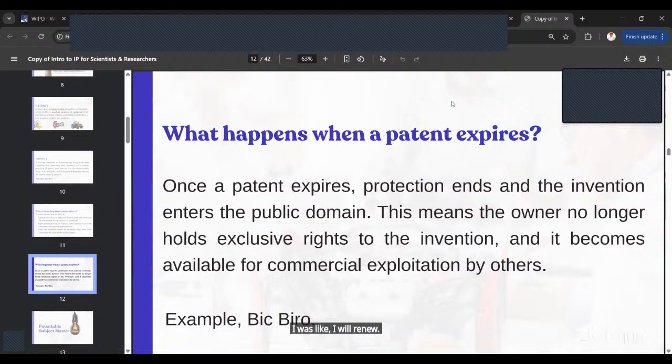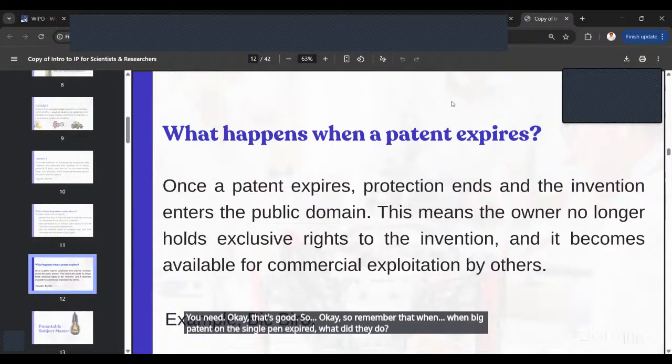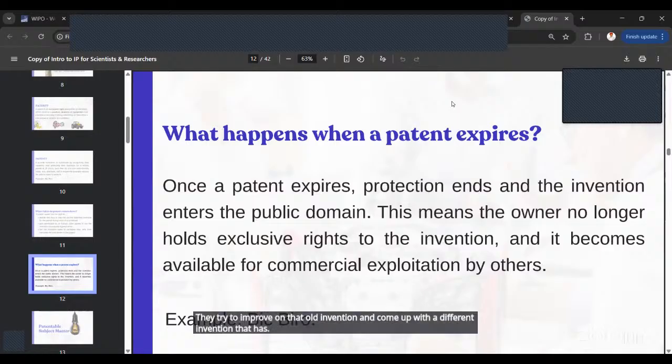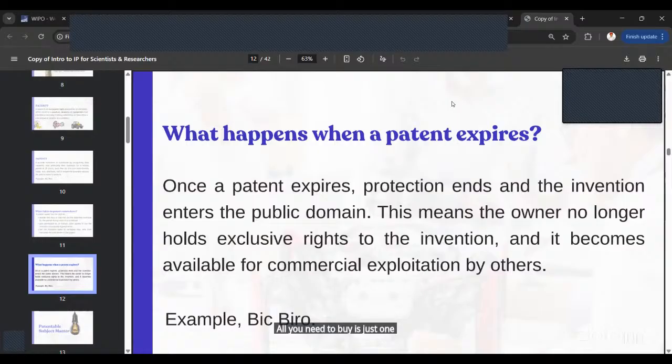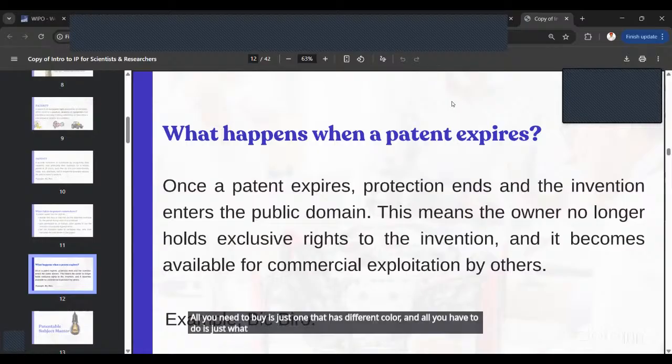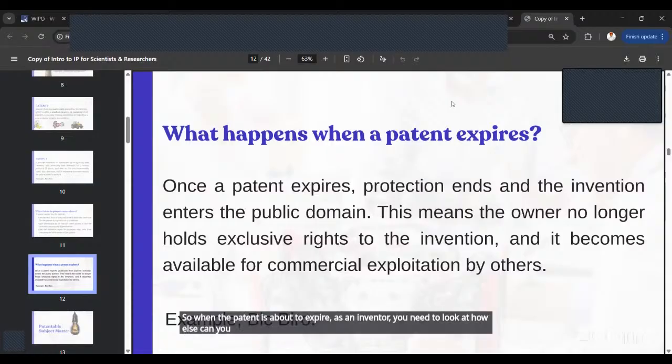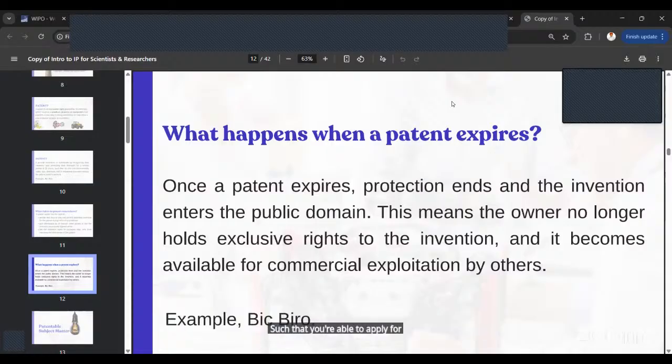So when Bic's patent on the single pen expired, what did they do? They tried to improve on that old invention and come up with a different invention that has like 5-in-1 vessels whereby ink is flowing through it. So instead of buying 5 different pens, all you need to buy is just one that has different colors, and all you have to do is just change the colors, and that's it. So when your patent is about to expire, as an inventor, you need to look at how else you can improve on it such that you're able to apply for another patent. I hope that explains your question. Is that okay, Kristen?